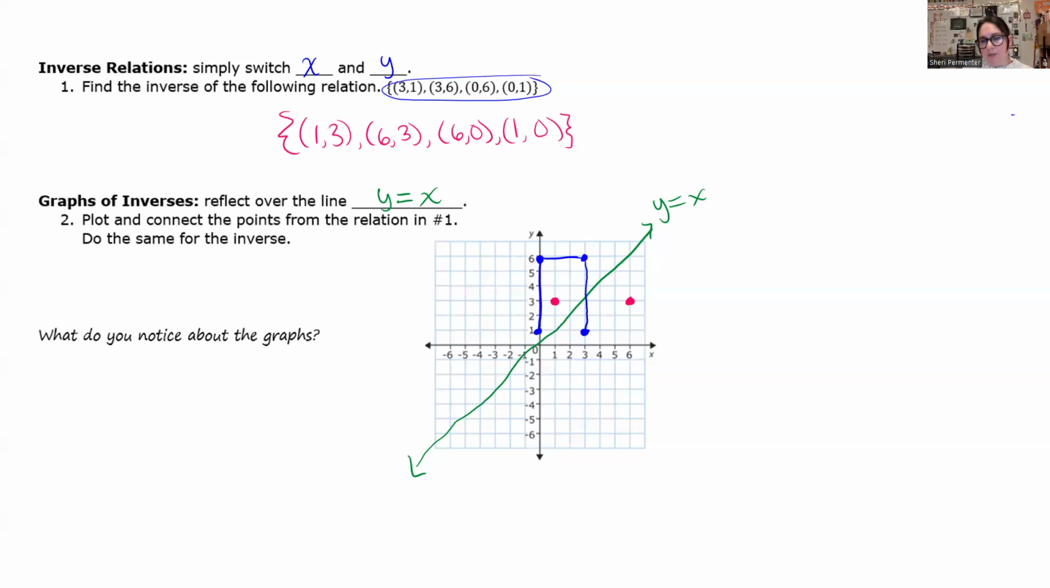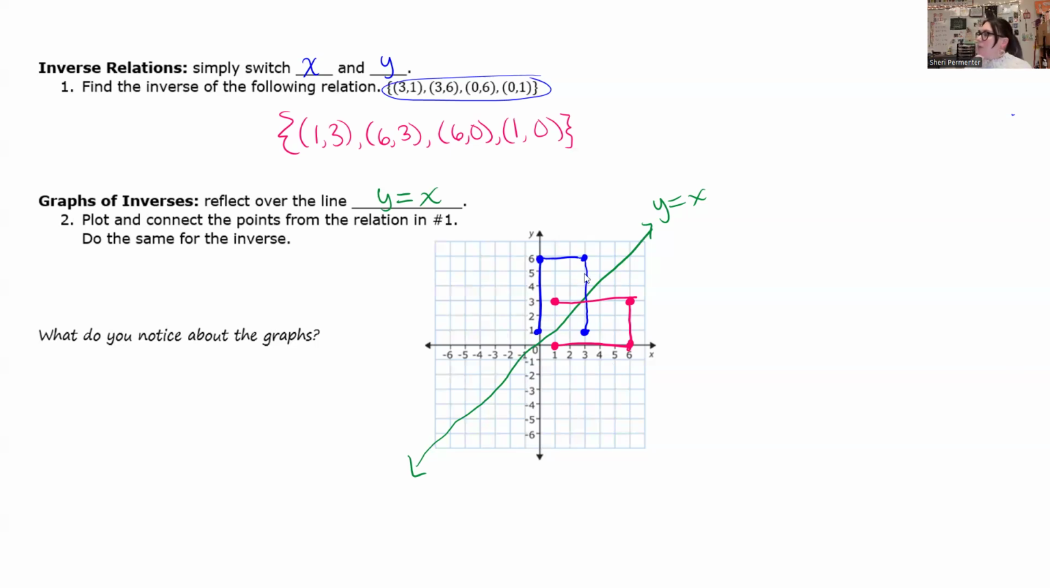And I have to go in the same order. 6, 0. Connect the dots. And then 1, 0. Connect the dots. Do you see how my two functions, they're not functions, sorry, how my two relations reflect over this green line? Can y'all see it?